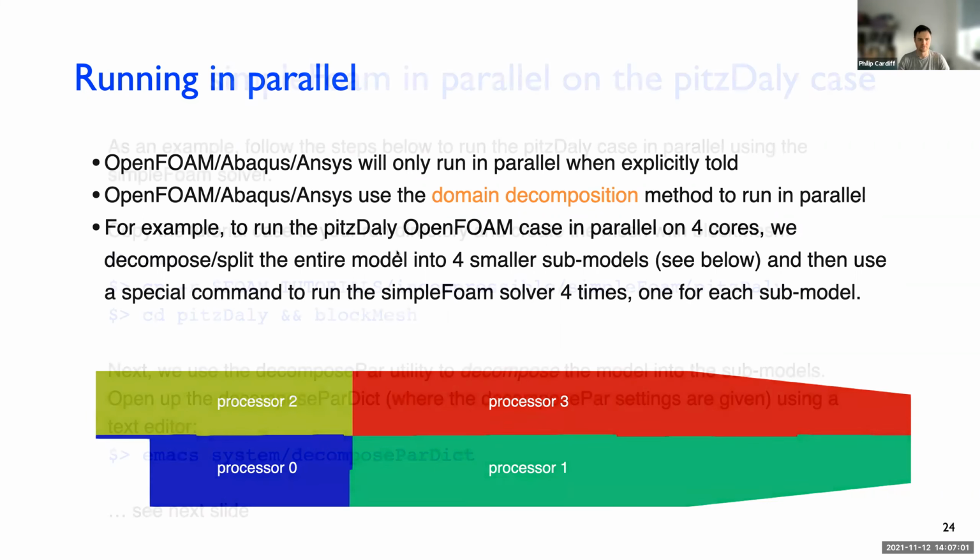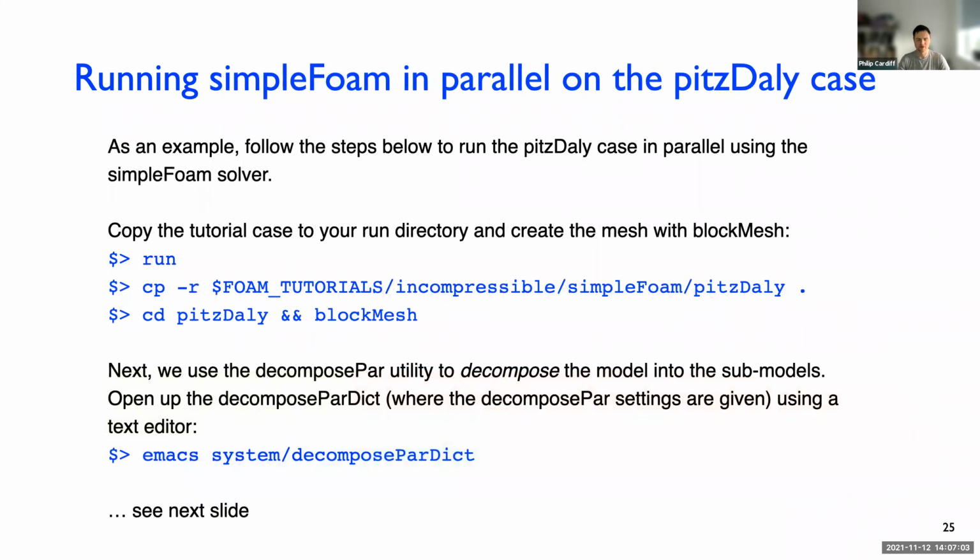Okay, so how do you actually do this? I'll maybe jump over to the terminal to show how, but we're going to copy this Pitts Daily case. That case is already set up as a tutorial for simpleFoam in OpenFOAM. So I'm going to copy it into my run directory, go into it, run blockMesh to create a mesh, and then run the solver in serial and then run it in parallel.